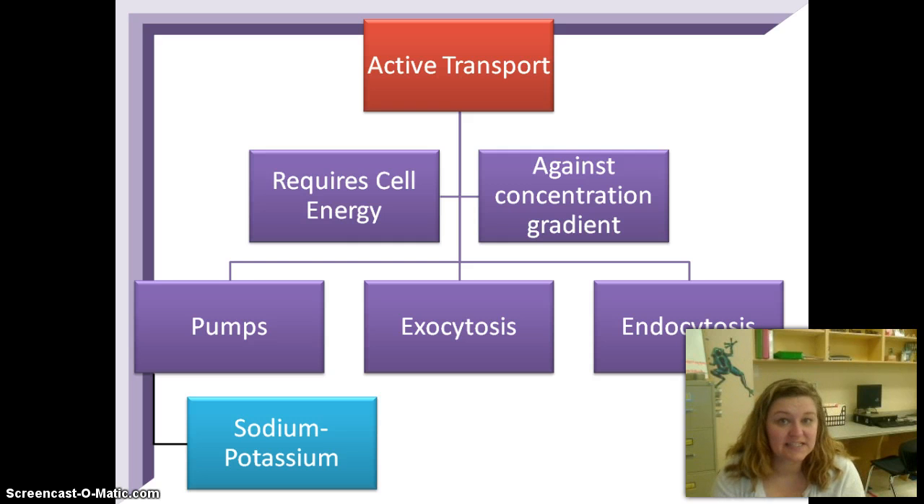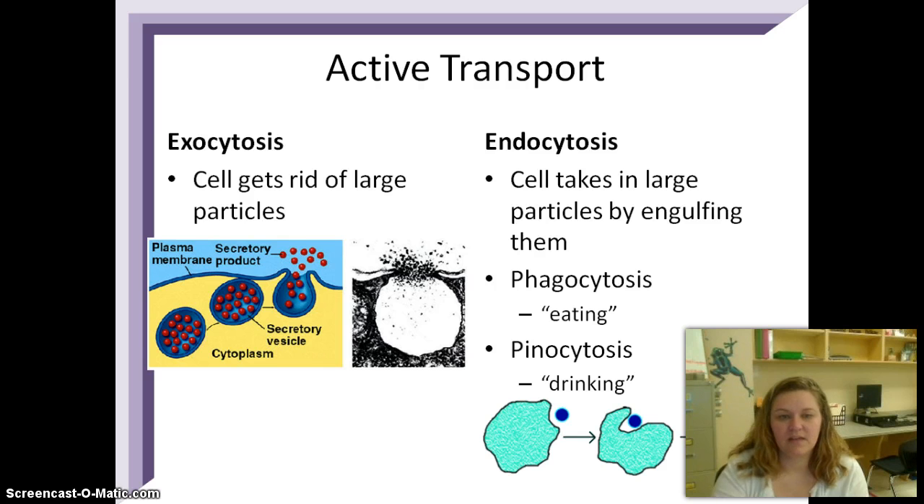Exocytosis, X means to leave, and endocytosis, which means to take in. So here we see exocytosis. The cell is getting rid of large particles. So it's got these large particles and it's going to push them out. Okay? In endocytosis, the cell's going to take in large particles. So it might be a type of phagocytosis. Phago means to eat. Or pinocytosis, which is to drink. And here you see the cell actually coming up and surrounding whatever that particle is to take it in.